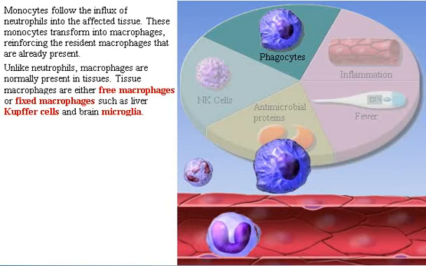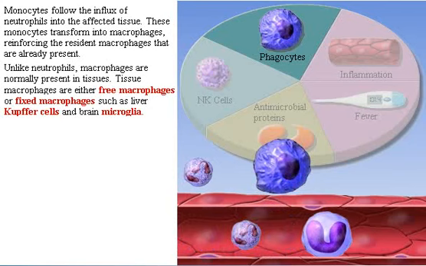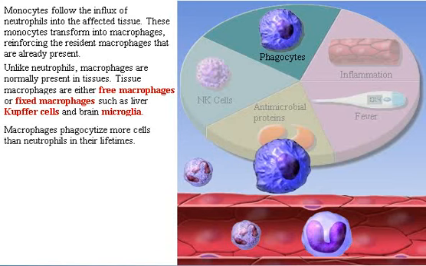Unlike neutrophils, macrophages are normally present in tissues. They can either be free macrophages, which wander on patrol through tissues like guards, or fixed macrophages, such as Kupffer cells in the liver and microglia in the brain. Fixed macrophages stay within one tissue like a posted sentinel, ready to signal and fight off invasion. Unlike the neutrophils, macrophages have a voracious appetite and can phagocytize many pathogens or dead cells in their lifetimes.